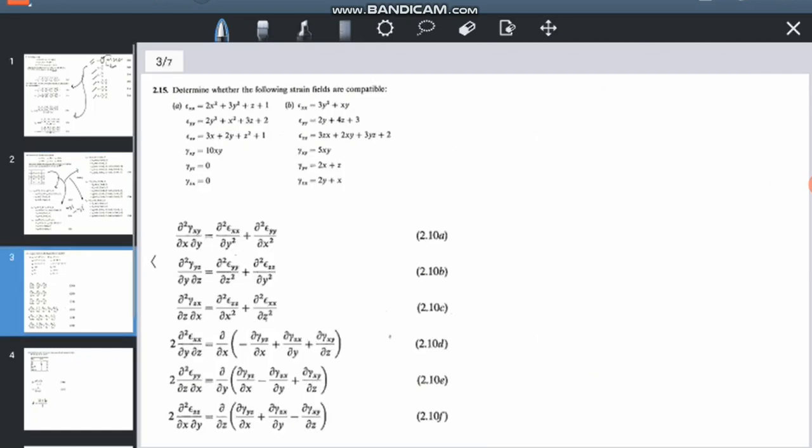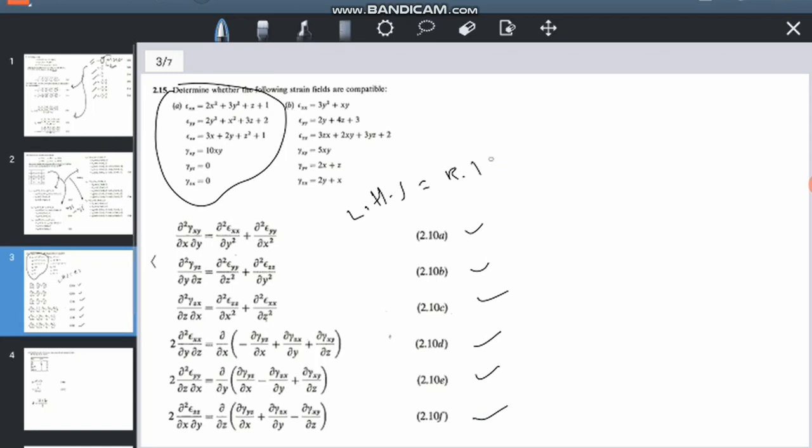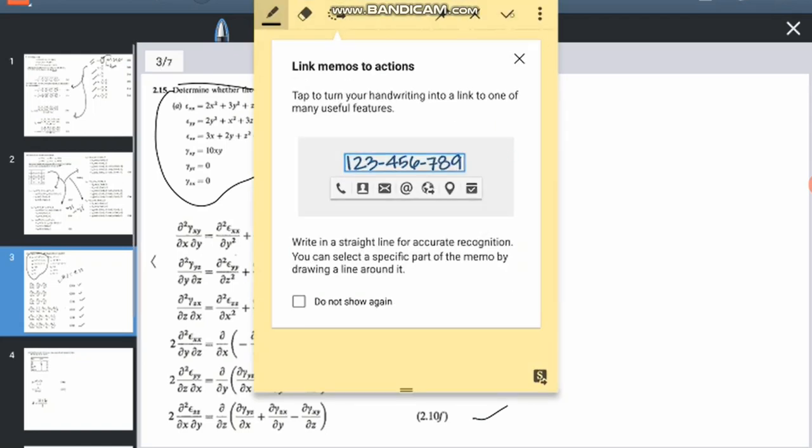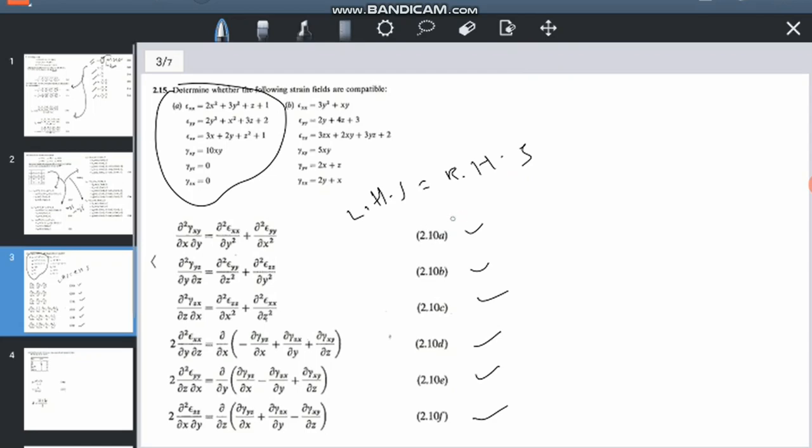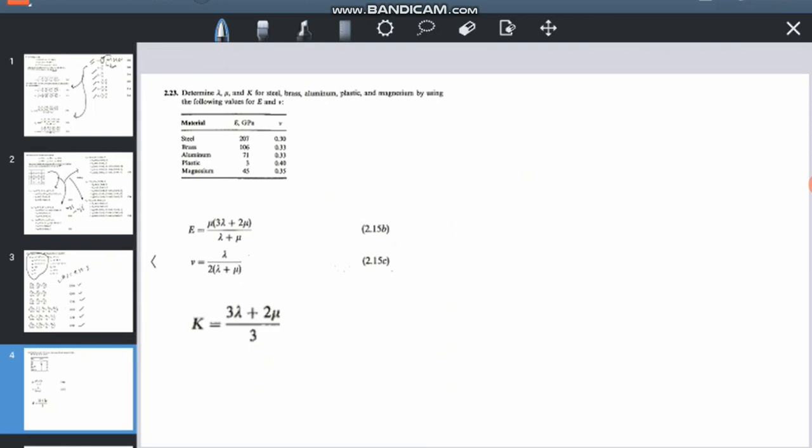Okay. It says determine whether the following strains are compatible. So you are given the strain fields. All you have to do is to verify that each of these equations are satisfied. In other words, you have to prove that left hand side is equal to right hand side. So if the left hand side is equal to right hand side, you can say that the strain fields are compatible.